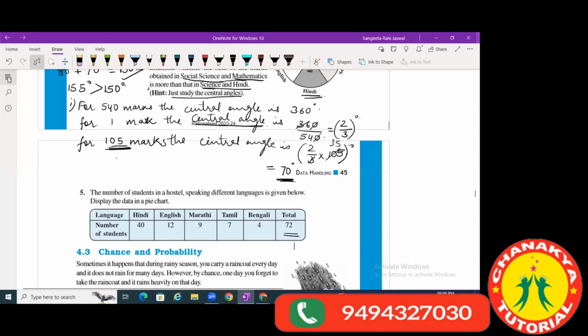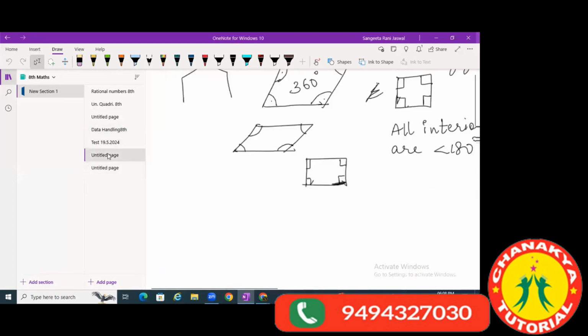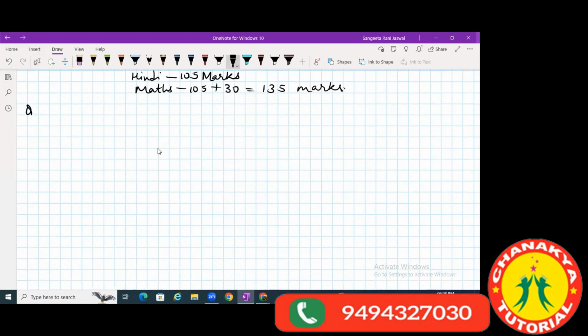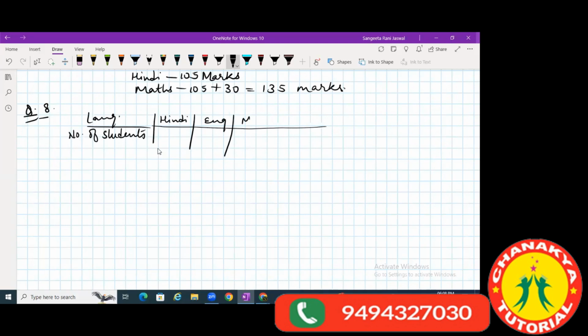Okay. I'm coming to another page. Okay, let's take the data. I'll write the data here for you. This is question number 8. Now the languages spoken and the number of students, right? Yes, ma'am. Hindi, English, Marathi. Then we have Tamil. Then we have Bengali. And then you have the last, total. So you're given 5 languages. Okay, the total is equal.